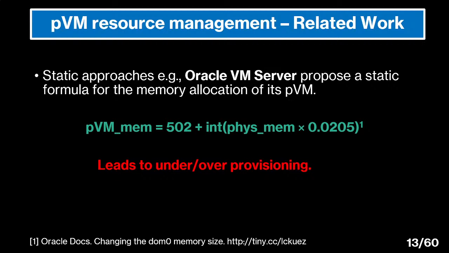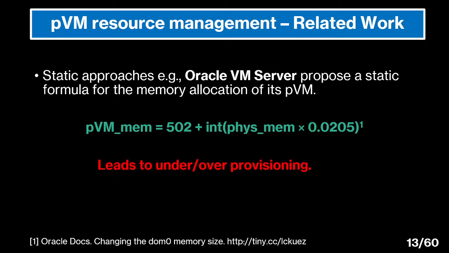There are several existing approaches, such as Oracle VM Server, which proposes a formula to determine the memory allocation needed by the privileged virtual machine. But this kind of static approach leads either to under-provisioning, which means the privileged virtual machine lacks the resources to function correctly, or to over-provisioning, which means the privileged virtual machine wastes resources that could be used to create other virtual machines in order to increase the consolidation rate.